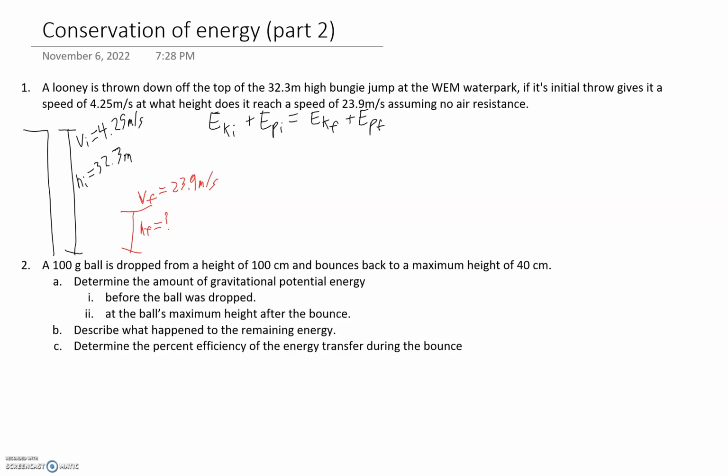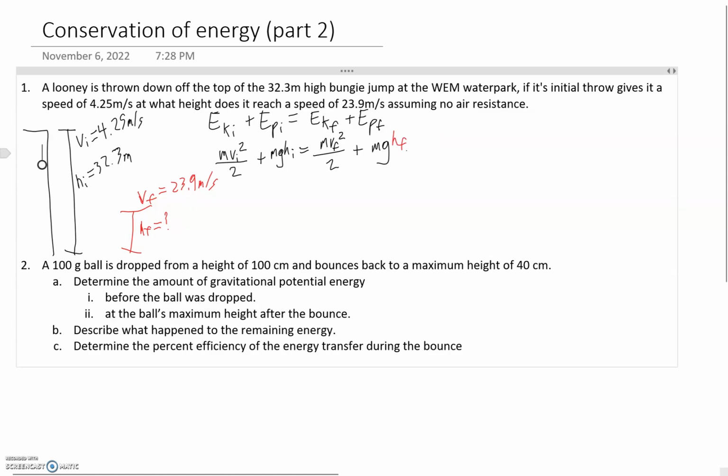So let's go ahead and try this out. There's actually an initial speed, initial height, a final speed, and a final height. So we have to keep all parts of our equation, but we're looking for the final height. So mvi squared over 2 plus mghi equals mvf squared over 2 plus mghf. Now, I'm just going to write that as hf in a different color to show that's what we're looking for.